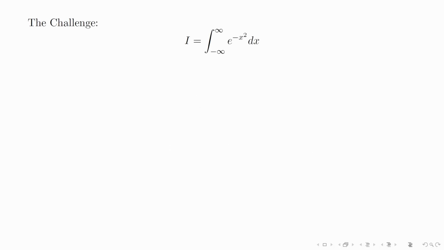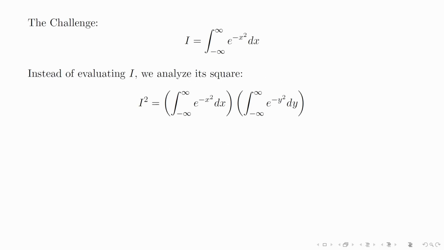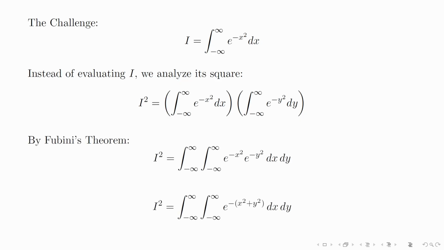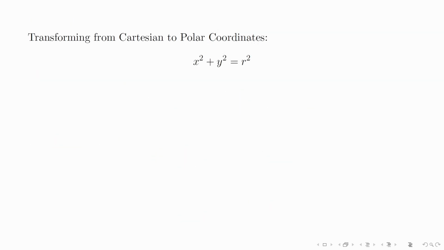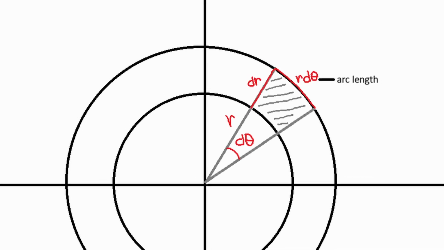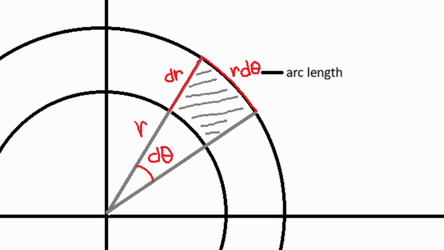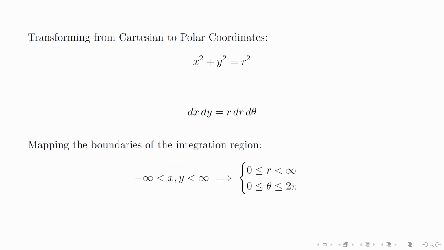We square the integral and write the second term using dummy variable y, and by Fubini's theorem, we can combine them and write them as a double integral. And now we perform a change in coordinate system from Cartesian to polar. dx dy equals r dr d theta can be proved by using simple geometry, and as a clue, the r d theta is the arc length and the dr is the element's radial length. And it makes sense how covering the whole plane in Cartesian system in polar form is basically having an infinite radius and covering the entire 360 degrees or 2 pi radians.